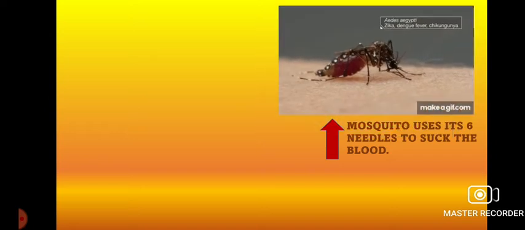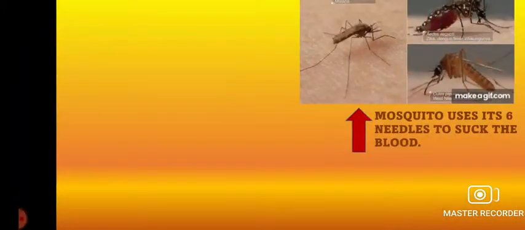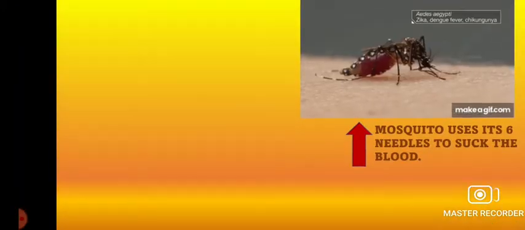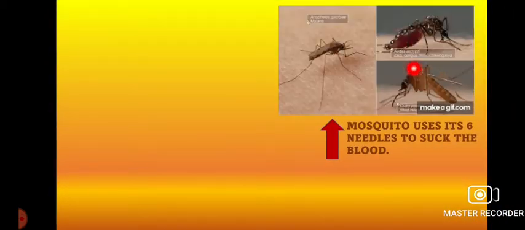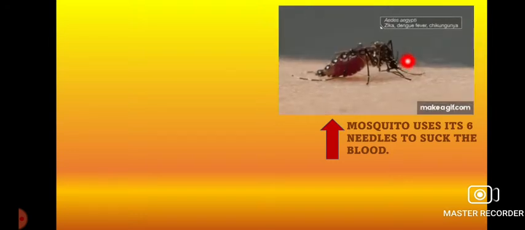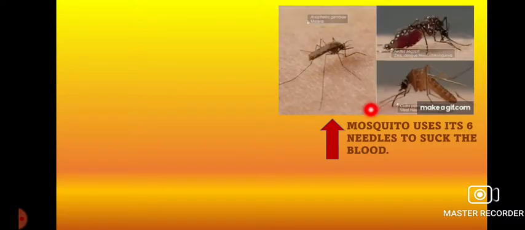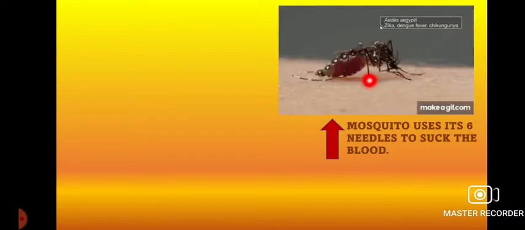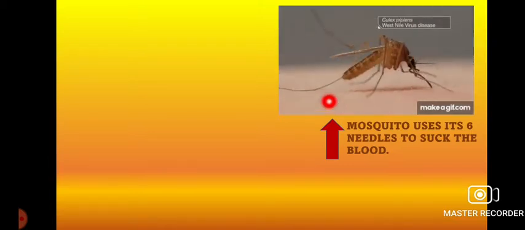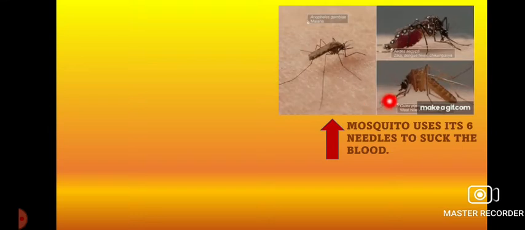Now I will show you a very common picture. See, the mosquito uses its 6 needles to suck the blood. How? Here you can see these are the 6 needles present in the mosquito. Needles means they don't actually have a needle, but these structures are called the needles of the mosquito because they appear like needles. So they are pricking, taking the blood, and that is how they fulfil their demand for food.